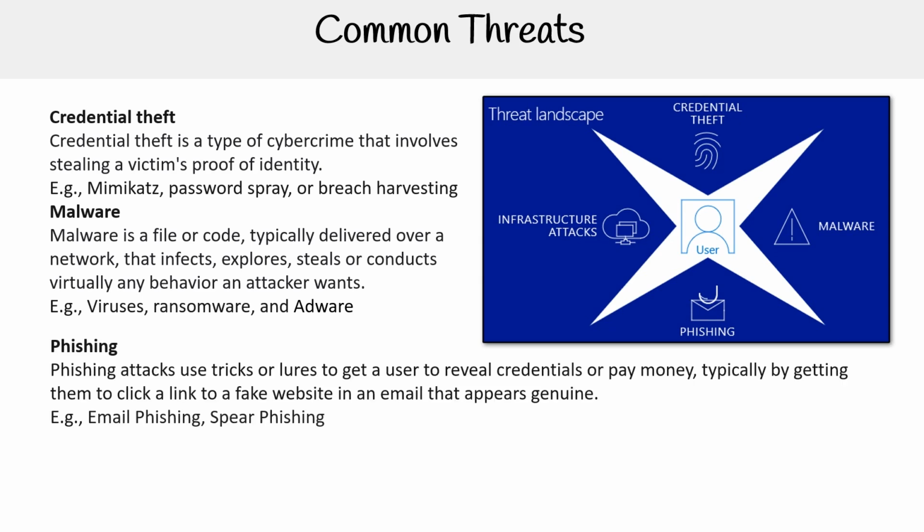Phishing attacks use tricks or lures to get a user to reveal credentials or pay money, typically by getting them to click a link to a fake website in an email that appears genuine. Examples of phishing attacks are email phishing and spear phishing.